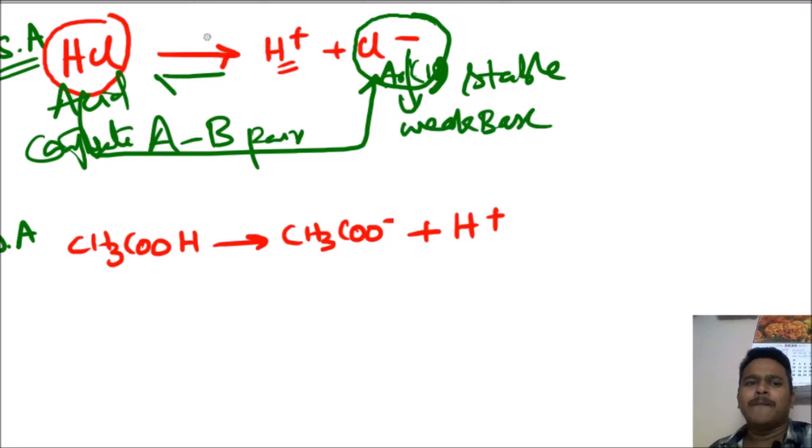Why a weak base? Once HCl loses H plus and Cl minus forms, there is definitely a possibility of a reverse reaction. H plus and Cl minus can form HCl, but not as fast as the breaking. The forward process is breaking, the reverse process is combination. They are not going to recombine as fast as dissociation, because after dissociation they get stability.